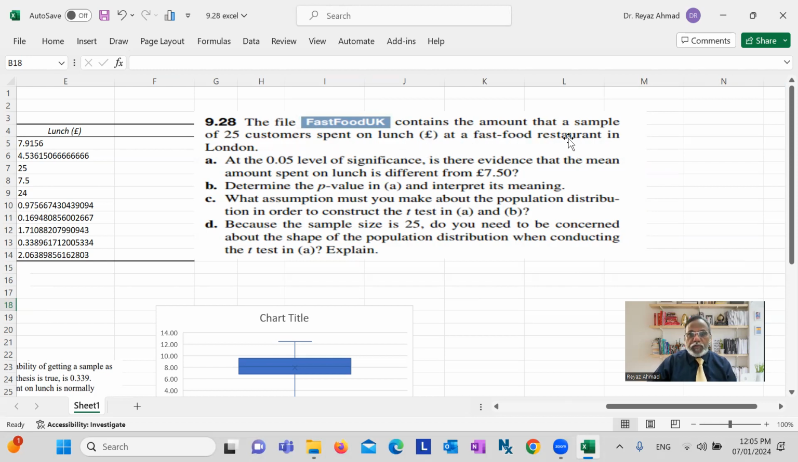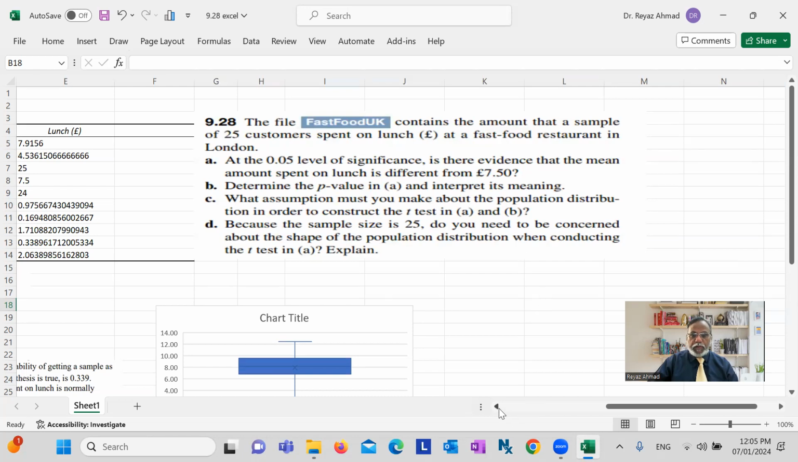What you are asked to answer is this question number A. At 5% level of significance, you have to check, is there evidence that the mean amount spent on lunch is different from 7.50 pound? So this is what we are going to test.